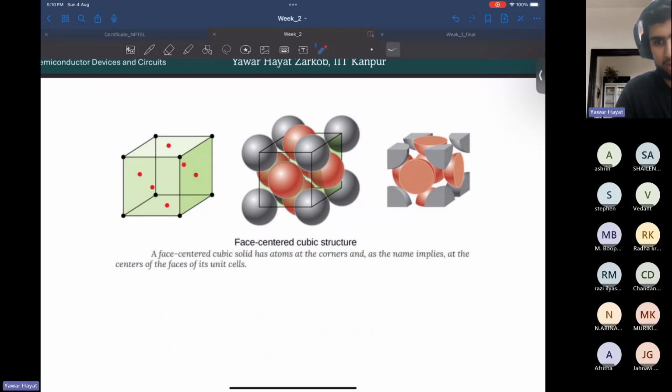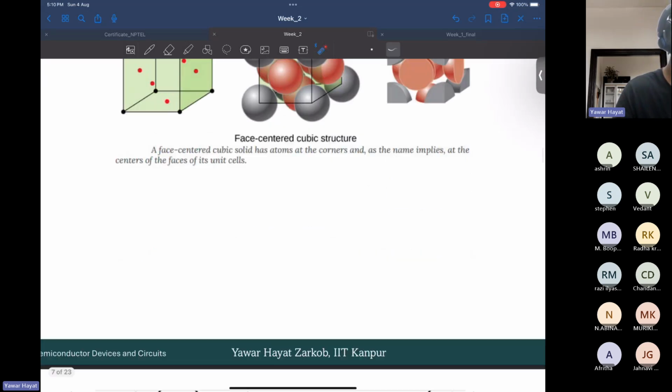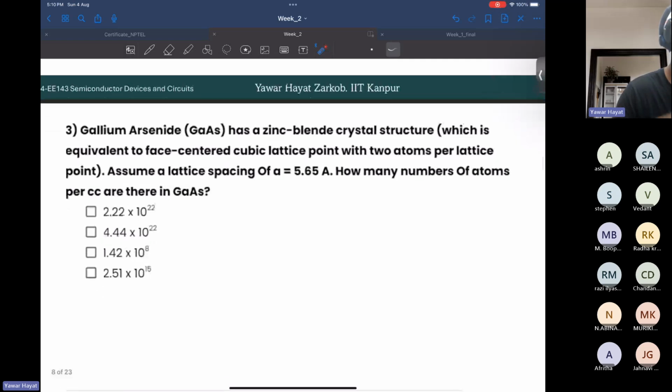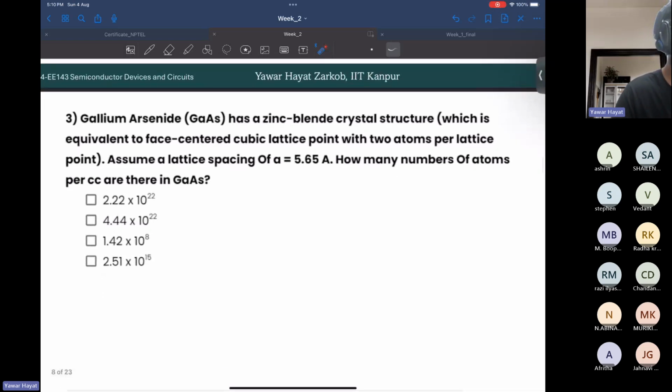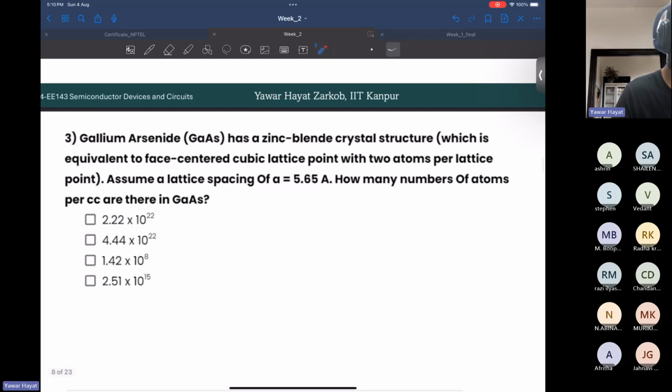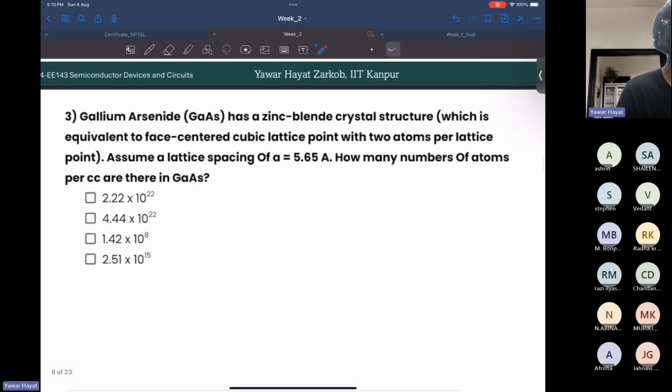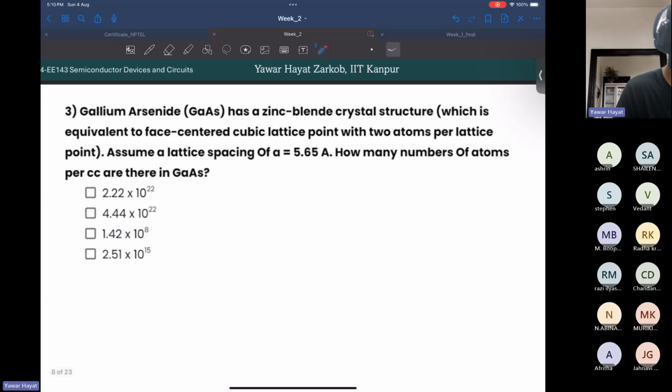2 of the students had already gone with this option. So now let's move forward. Let's increase the difficulty level slightly. Gallium arsenide has a zinc blende crystal structure, right, which is equivalent to a face-centered cubic lattice with 2 atoms per lattice point, right? You have to assume that the lattice spacing A is 5.65 angstroms, okay? And the question is how many atoms per cc are there in gallium arsenide?